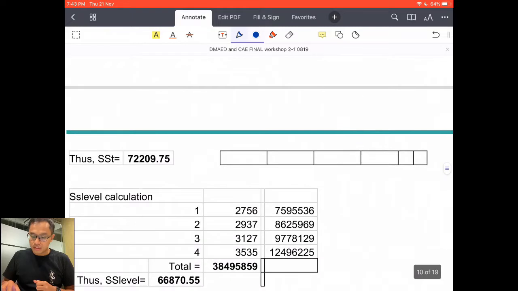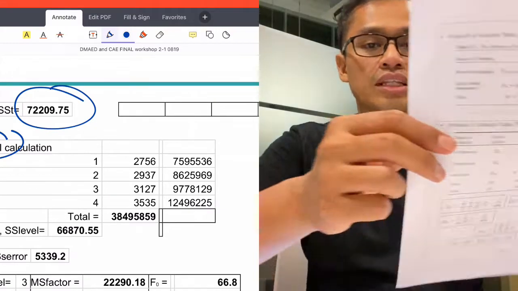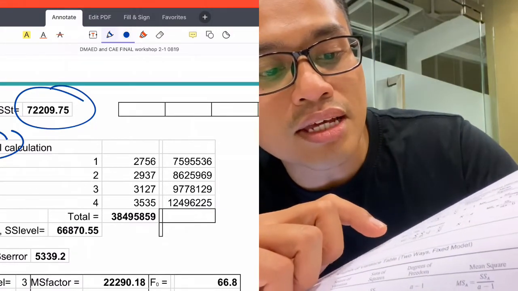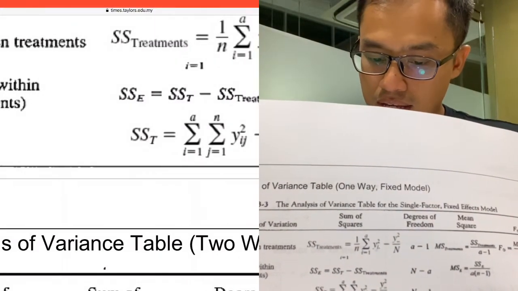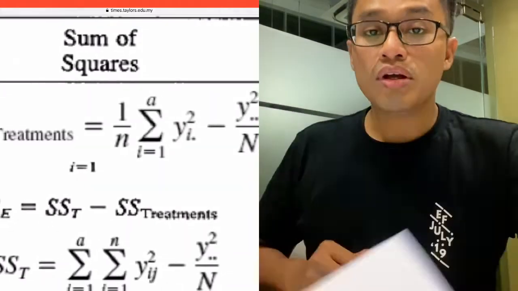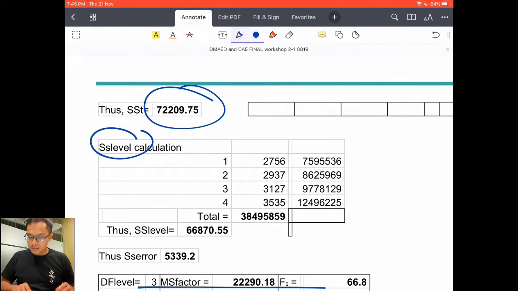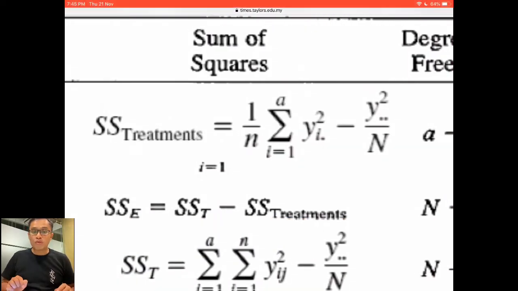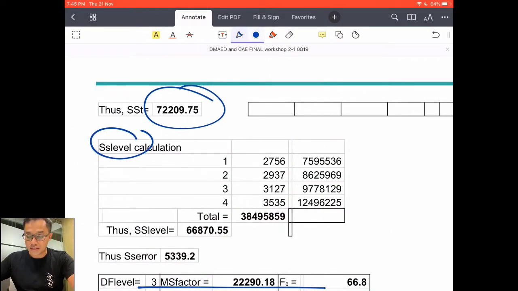After SST, the total, you have to find SS level. SS level is also given here, which is SS treatment. So if you go on your screen there, SS treatment is also SS level. To find this SS level, 1 over n means 1 over repetition, and for each of the totals for each level you square them and minus the grand total squared divided by the grand number of runs. So it is 5 times 4, which is 20.